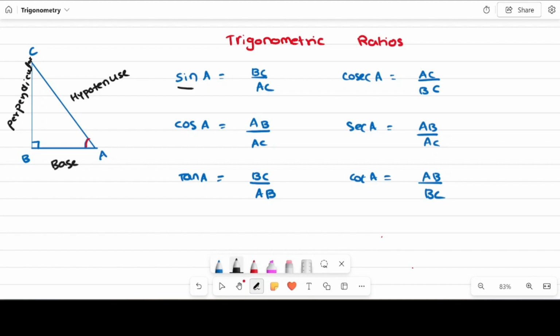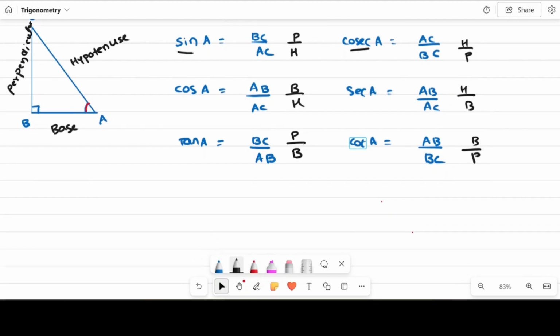If we look at sine and cosecant, sine is a ratio of perpendicular to hypotenuse and cosecant is a ratio of hypotenuse to perpendicular. So these are exactly the reciprocal of each other. Similarly, cos is the ratio of base to hypotenuse and secant is hypotenuse to base, and tan is perpendicular to base and cot is base to perpendicular. So from this we can see that sine and cosecant are reciprocal to each other, cos and secant are reciprocal to each other, and tan and cot are reciprocal to each other. So these are nothing but the reciprocal relations.